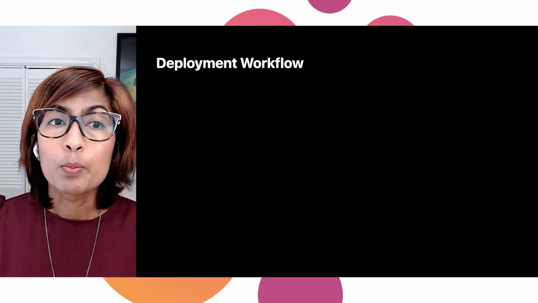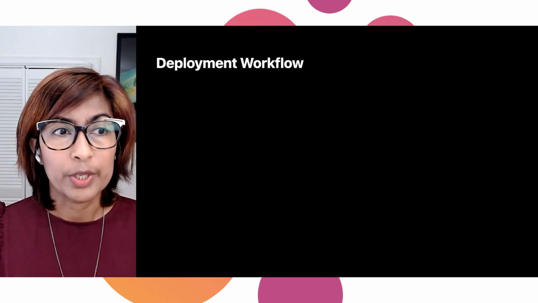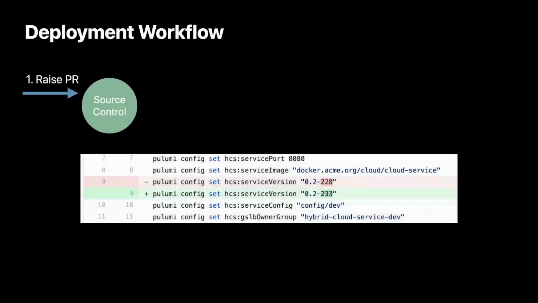Let's look at the developer workflow for updating resources with this. First, the Apple engineer raises a PR to make changes to the program. This is a simple change as seen in the diff, rolling the version of the service forward.